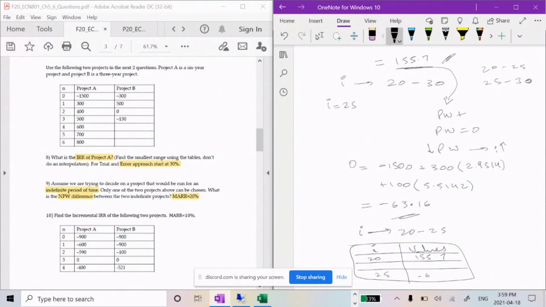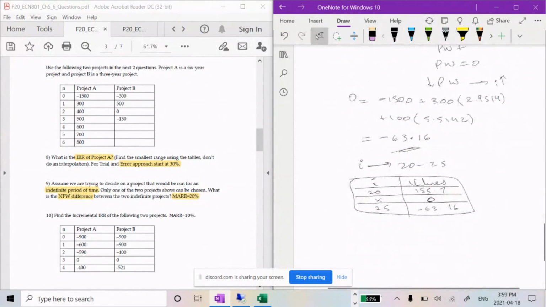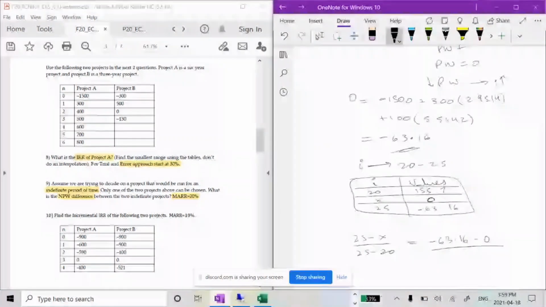For I25, we get it as negative 62.16, and you need to find the value of I for which this becomes 0. So let's call this x, the I that we need to find. Now you subtract 25 minus x divided by 25 minus 20. In the same order, the third row minus the second row: minus 63.16 minus 0 divided by minus 63.16 minus 155.7.